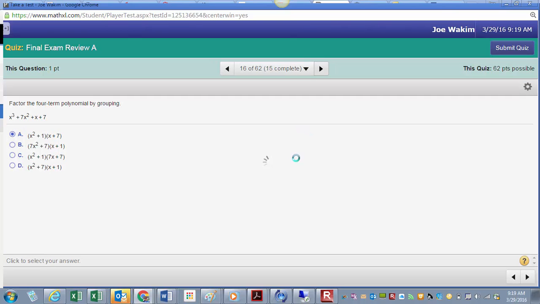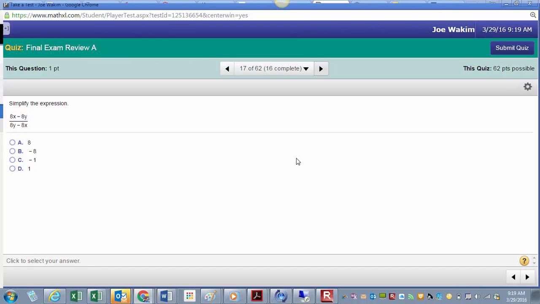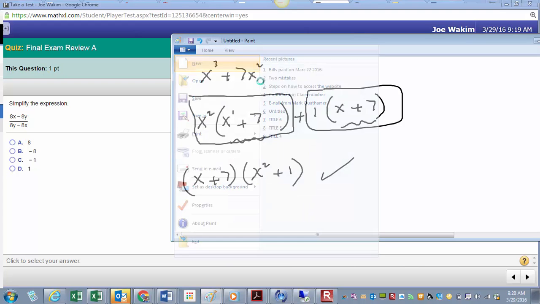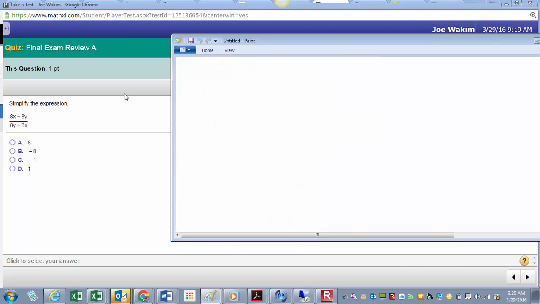Let's try the next one. Simplify the expression. All we have to do is factor, factor, and then simplify. Okay, let's try to do this one. How do you factor? Here you have 8 as a common factor. So take 8 outside. What's left inside? X minus y, because 8x minus 8y. And the second one, 8 into y minus x.